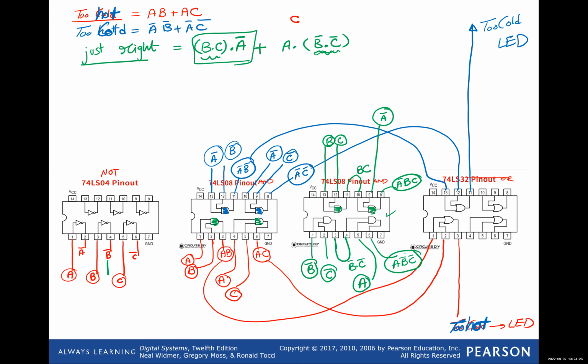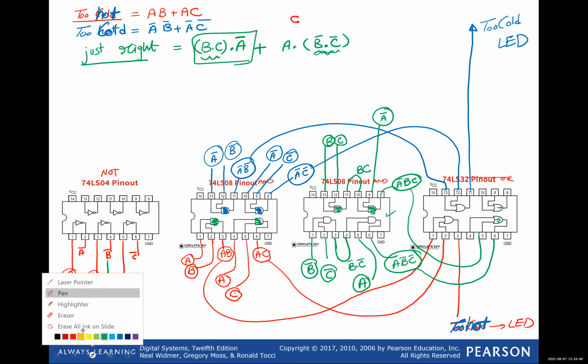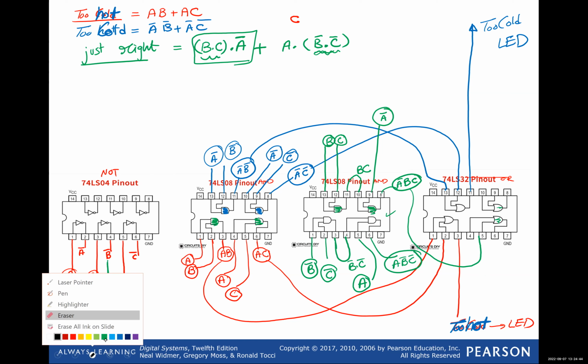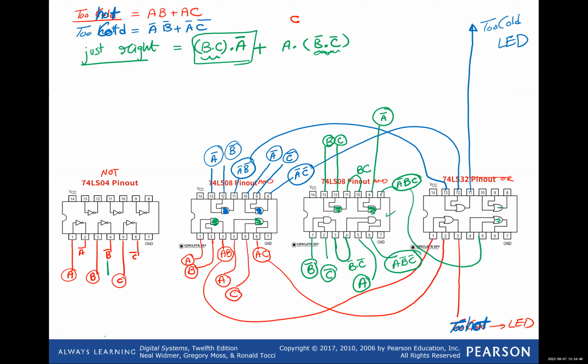Now I'm going to take these two big outputs here and pass them through an OR gate. You can use this one or this one. So I'm going to take them here, pass them to this OR gate. Oh, I think I messed up the... Okay. So pin number 4 and 5. So these are the two. And then this is your output to the just right LED.